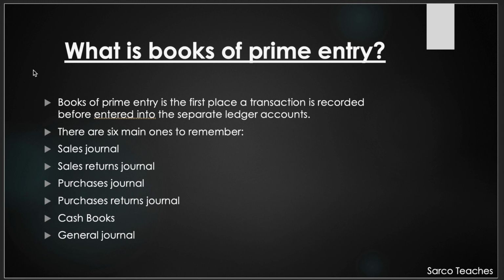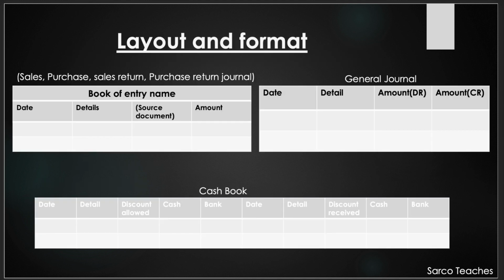There are 6 main ones to remember: sales journal, sales return journal, purchase journal, purchase return journal, cash books, and general journal. Keep watching until the end of the video because I'll be going through them one by one with example questions. These are the layouts and formats of all the main books.